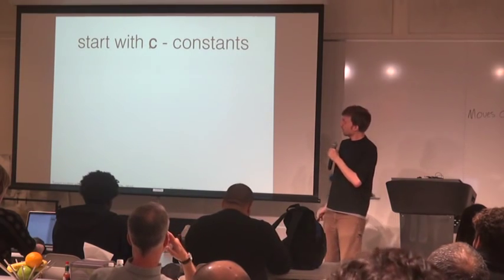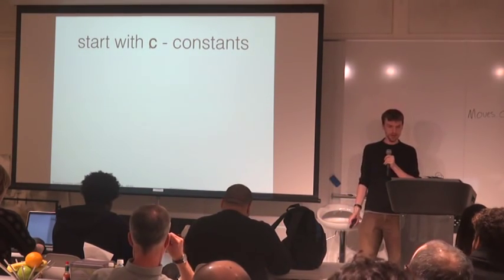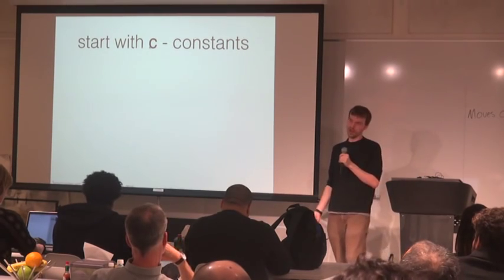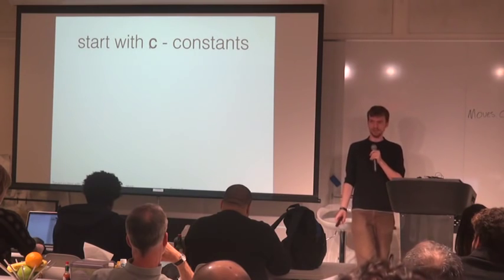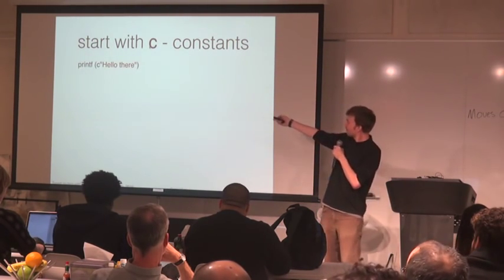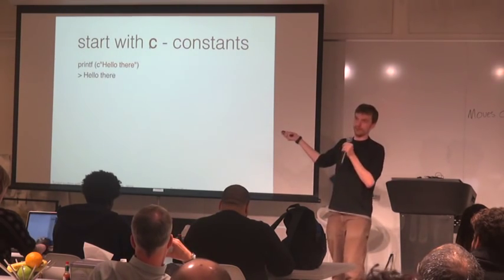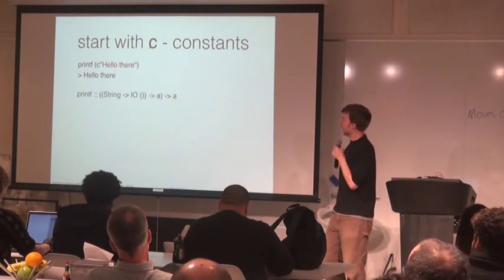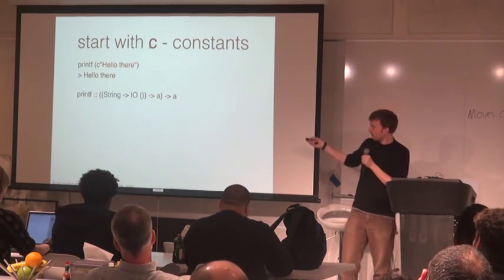So we're going to start with C, which from the examples in the beginning, this is just constant strings. You might be able to pull off something with overloaded strings. I don't know. But this is how you use it. So printf of some constant string just prints out the string. Nothing else to it. And so we know from the beginning that printf has this type.